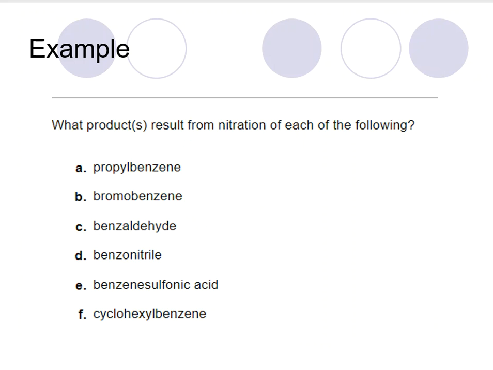All right, so let's take a look at an example problem. What products, in parentheses an S, meaning could be more than one, result from the nitration of each of the following? Propyl benzene, bromobenzene, benzaldehyde, benzonitrile, benzene sulfonic acid, cyclohexyl benzene.